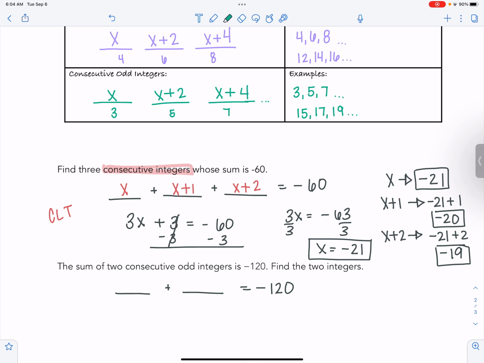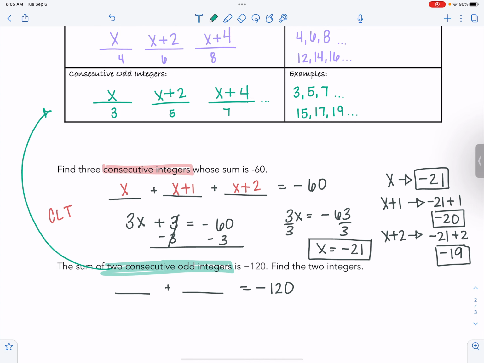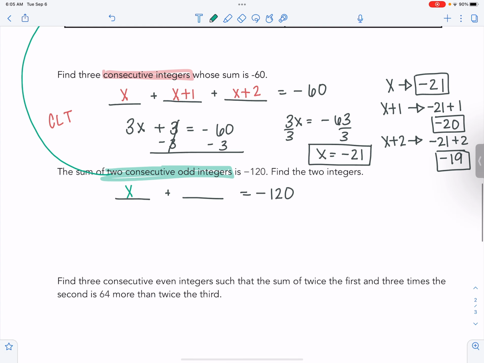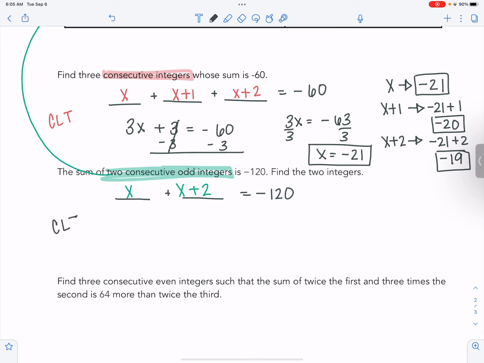And so because it said two consecutive odd integers, I'm going to use those two, x and x plus 2. And it says that the sum of those two numbers, so I'm going to add, is negative 120. So again, I'm going to combine like terms. x plus x is going to give me 2x plus 2 equals negative 120. I'm going to then subtract 2 from both sides.